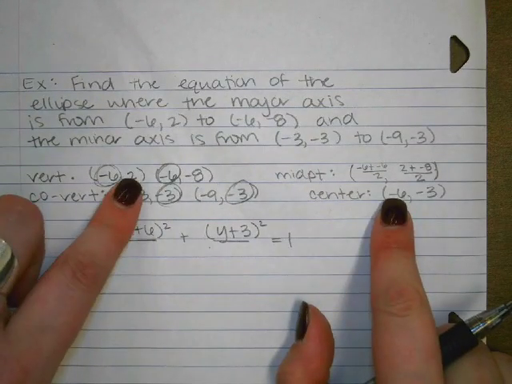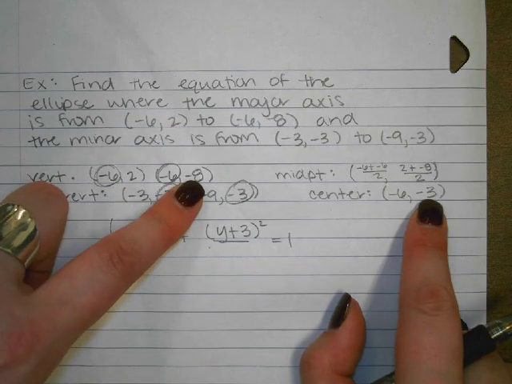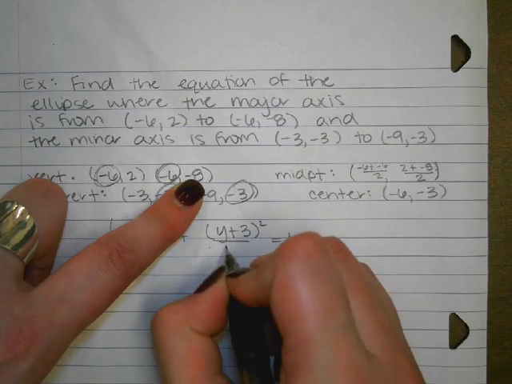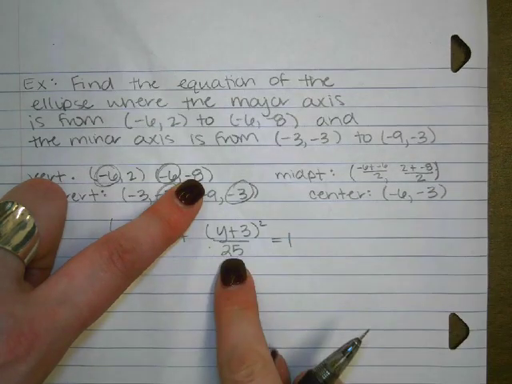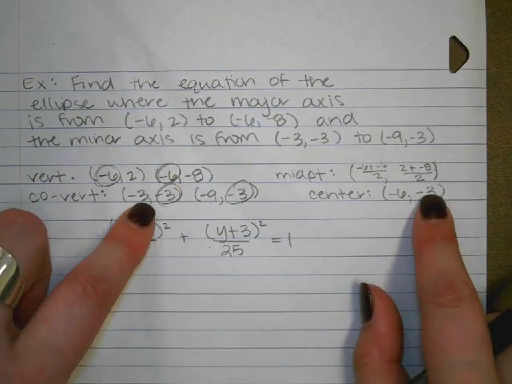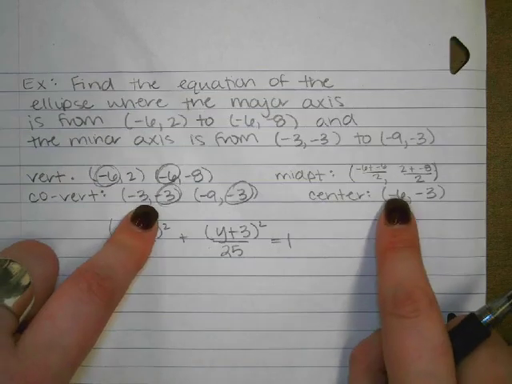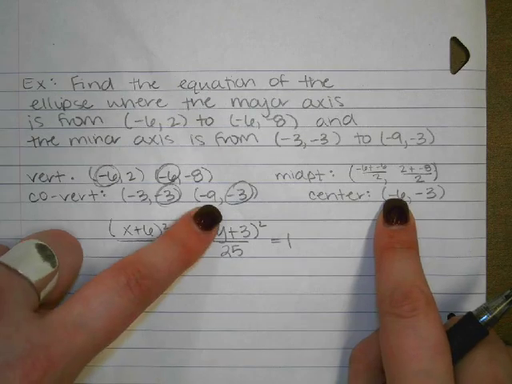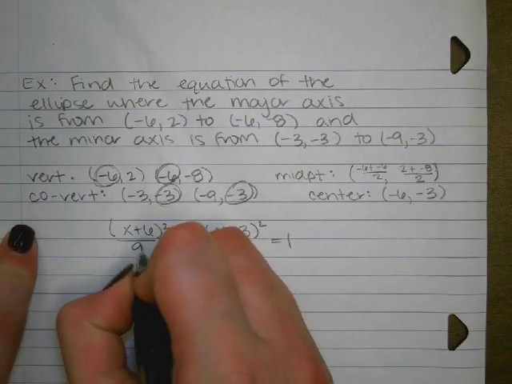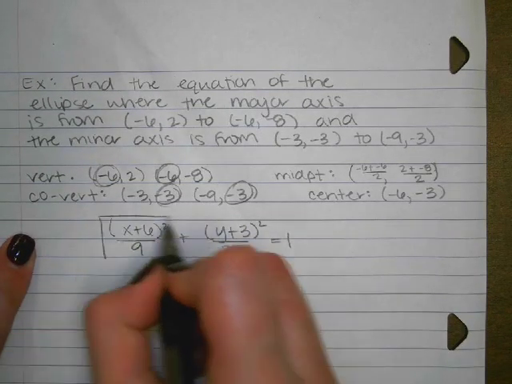And if I look at this, I can see from -3 to 2 is 5. From -3 to -8 is 5. So the number that you would go up and down from the center is a length of 5, which means that the b value is 5, and b squared is 25. If we look over here, we can see that the co-vertices are moving left and right, and from -3 to -6 is a length of 3. From -9 to -6 is a length of 3. So the a value is 3, and that means a squared is 9. And there is our equation.